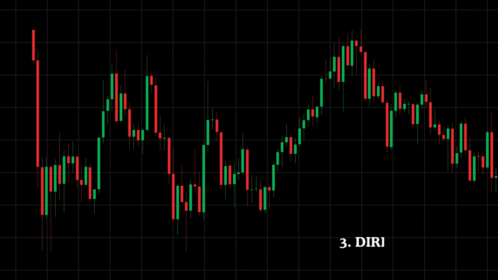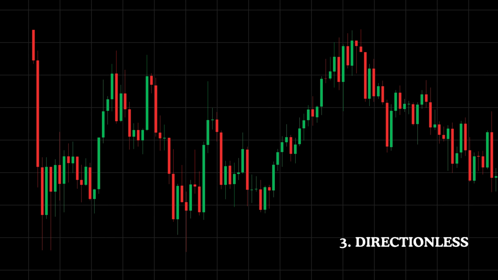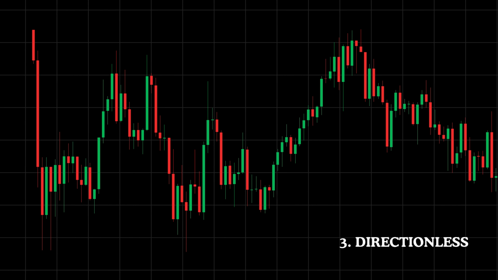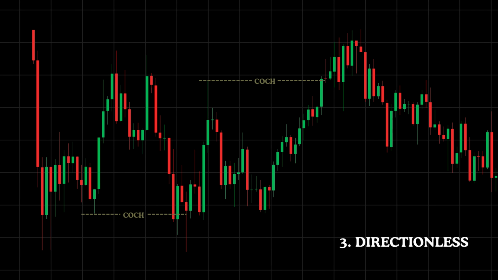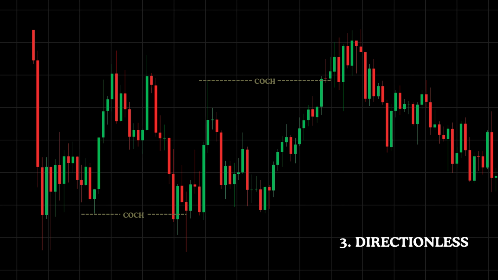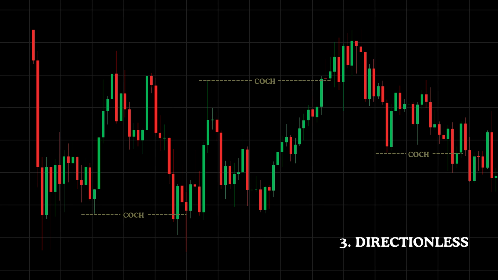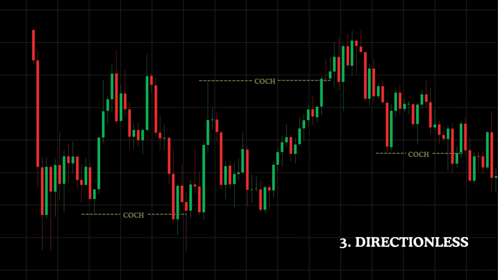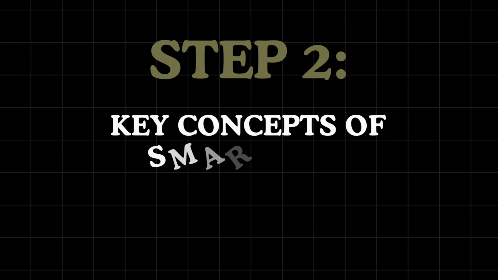Finally, we have a directionless market, where supply and demand are not strong enough to push the price into a directional trend. When we get a change of character continuously on opposite sides and cannot clearly identify the trend, we are in a directionless market. This trading plan is a trend continuation strategy, so implement it only when you can clearly identify the direction of the market. Step 2. Applying the key concepts of smart money.